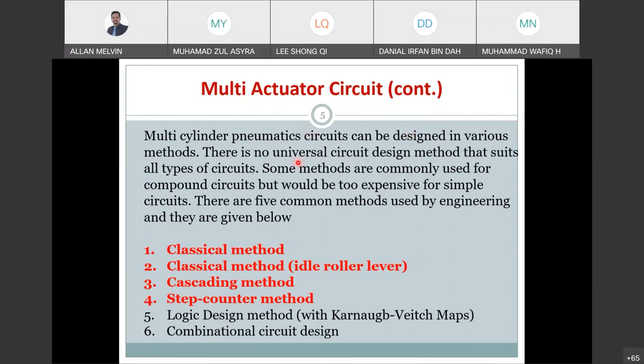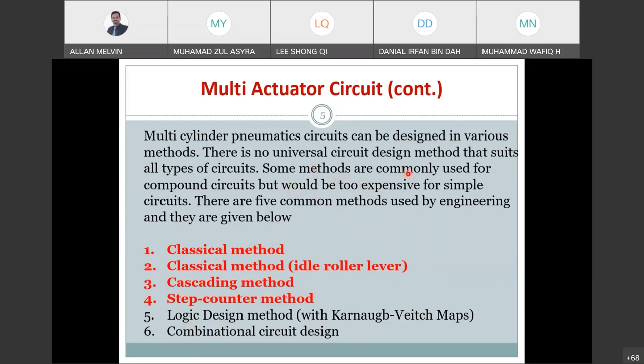Okay, so there is no universal circuit design method that suits all types of circuit. Some methods are commonly used for compound circuits but would be too expensive for simple circuits. So these are five common methods used by engineers, given below. Usually we use the classical method, cascading method, step counter method, logic design method, which is like digital, then you have the combinational. For your syllabus, we will only discuss these four. The last two will not be discussed.